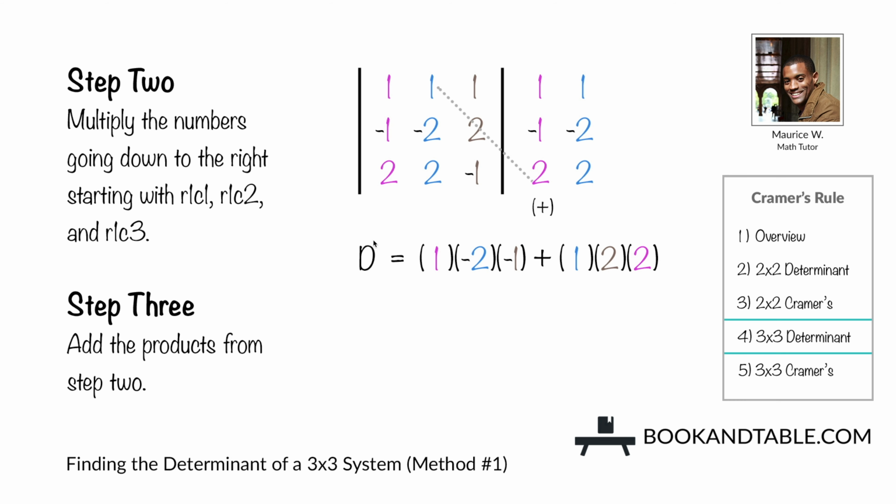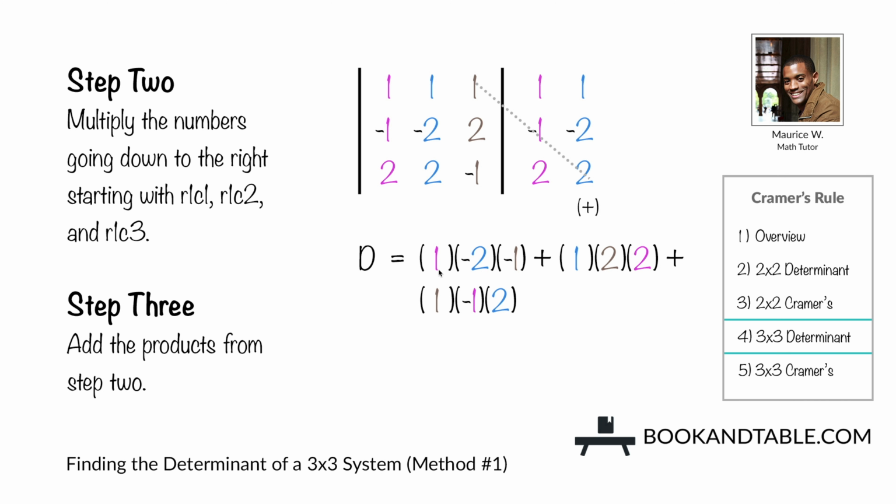And then we repeat this process one more time, starting at R1C3. So we stay in the first row, but now we move over to the third column. And again, we multiply going down to the right. So each time we're going down to the right, we go down 1 row and over 1 column. This time we have 1 times -1 times 2. And for all 3 of these, they're all preceded with a positive sign.